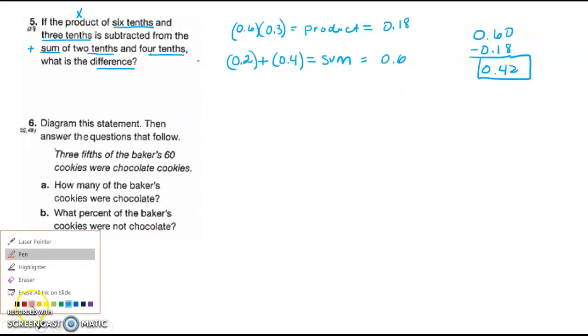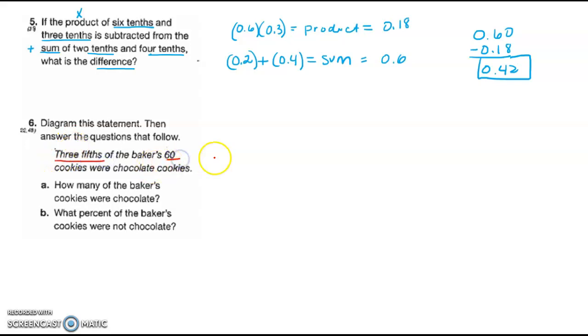Okay, let's change colors here. 3/5 of the baker's 60 cookies were chocolate. So let me go ahead and diagram this like it says.